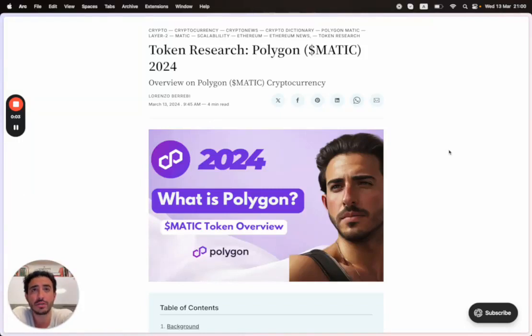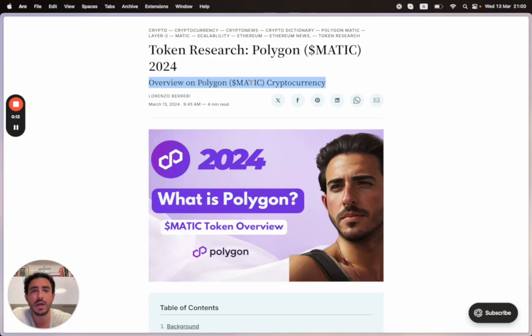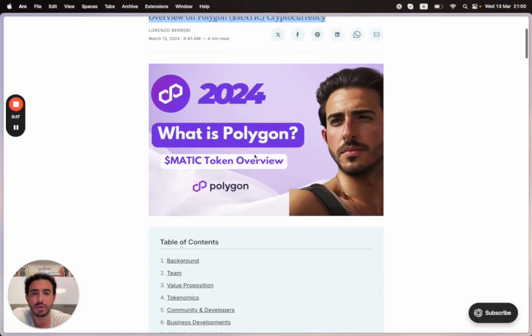We will be doing a token research review on Polygon Matic and what comes ahead for 2024 and beyond. Polygon Matic is the famous layer 2 cryptocurrency, the protocol on top of Ethereum that is able to alleviate the pain of congestion.